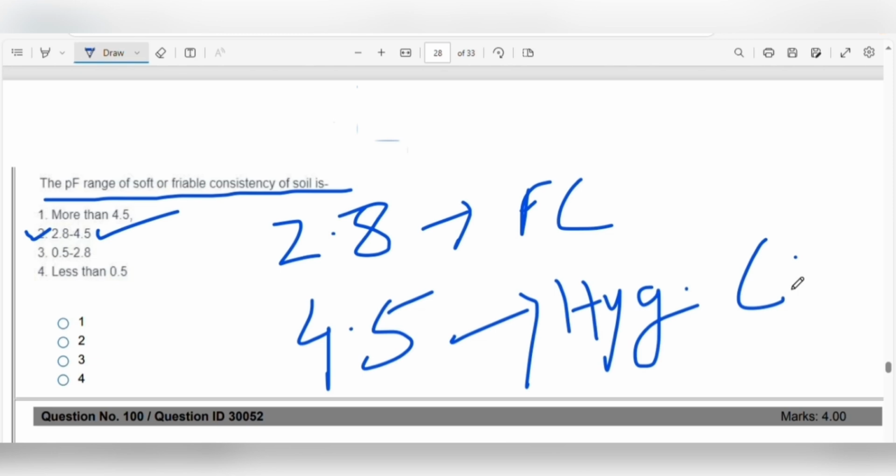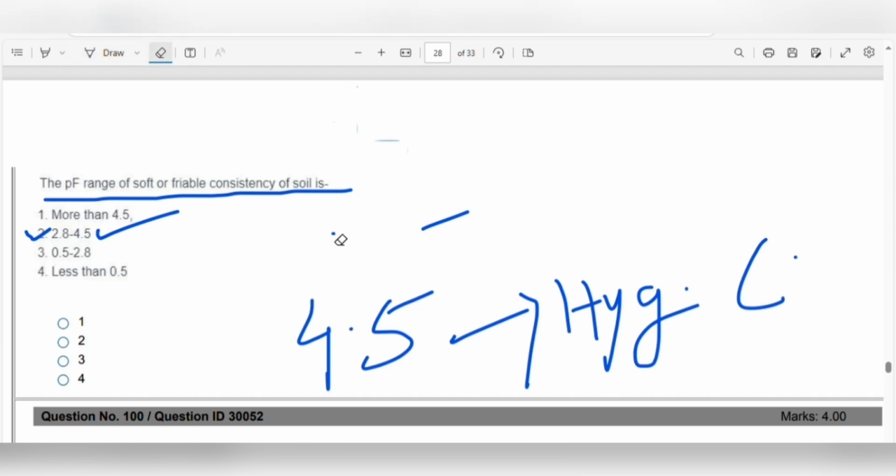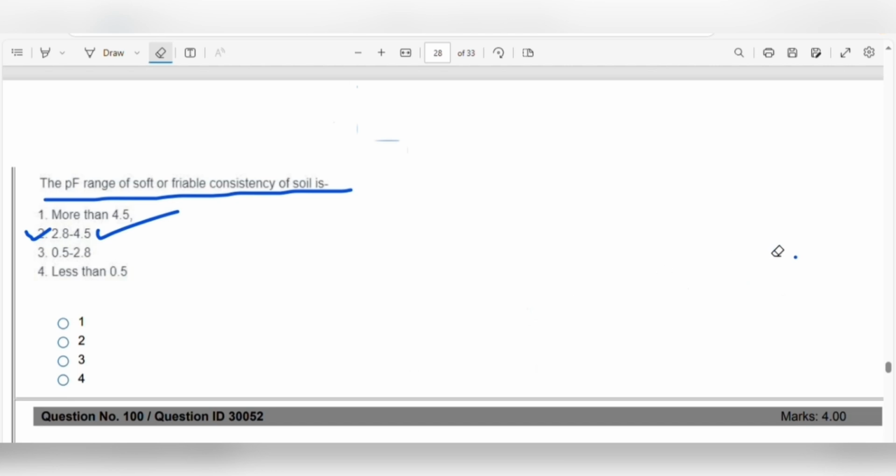So the friable or soft consistency, this chart is given in the soil treatise book, and it will also be seen in ISSS or any other standard textbook. So you should remember which range determines which soil consistency. This is a very important portion from soil physics.